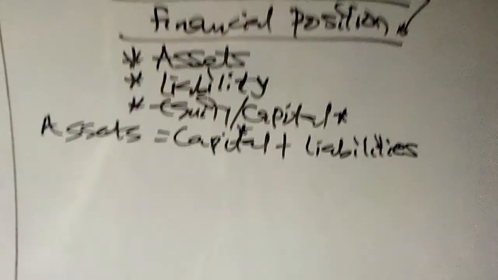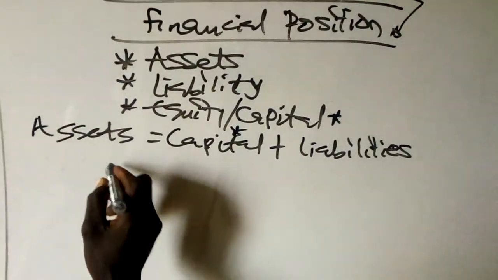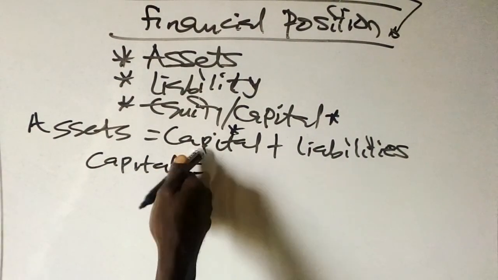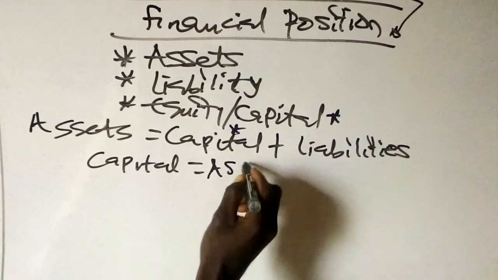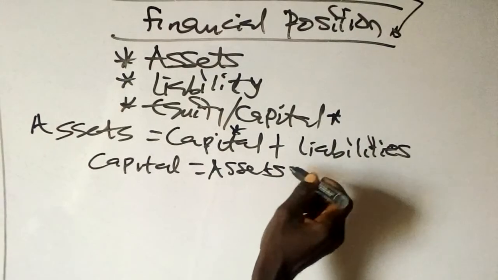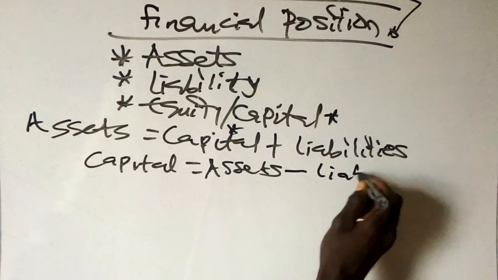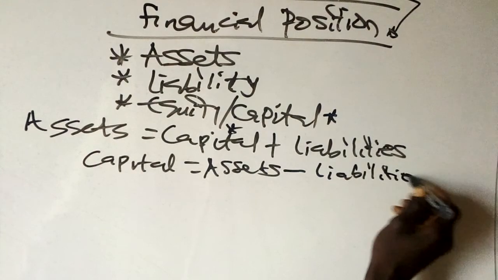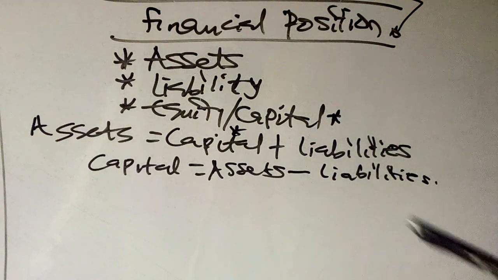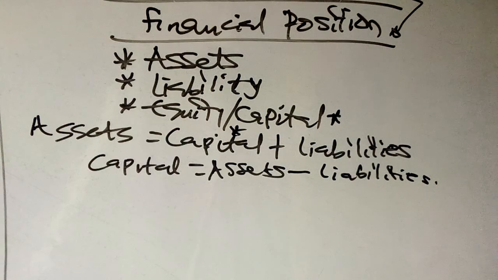Therefore, if you make your capital the subject of the formula, then you will have capital equals assets, bring liabilities to the right hand side to join assets at the left. The plus becomes minus liabilities. Your capital equals assets minus liabilities. Your capital is the same as your equity. Assets minus liabilities, that is capital.